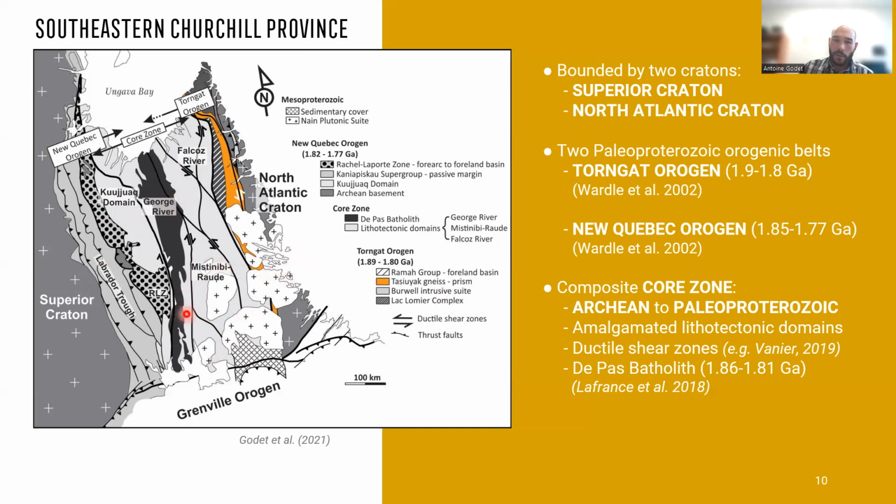And finally, in the middle of that, we have a huge calc-alkaline batholith, which is called the De Pas batholith, that has been dated around 1.86, 1.80 billion. So this is basically the geological framework.